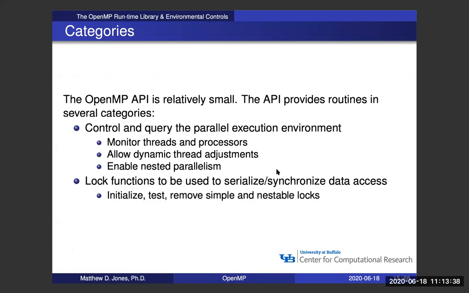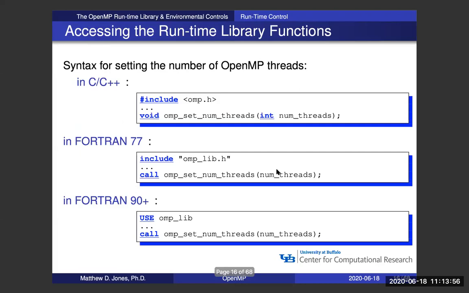It gives you the ability to control and query your parallel environment. So you can monitor how many threads you have, what the thread IDs are, how many processors are in your box. You can adjust the dynamic parallelism, the nesting. There's some lock functions if you're writing a library. So there's a certain number, but it's on the order of tens and not hundreds and hundreds of them.